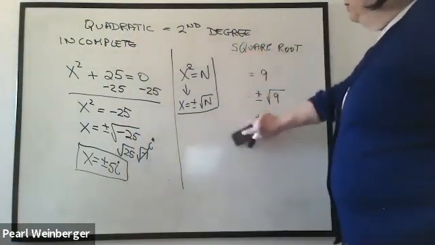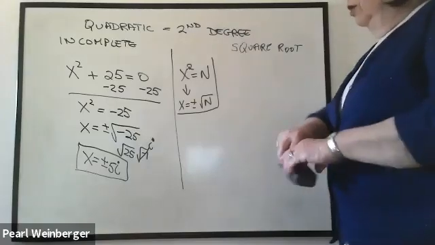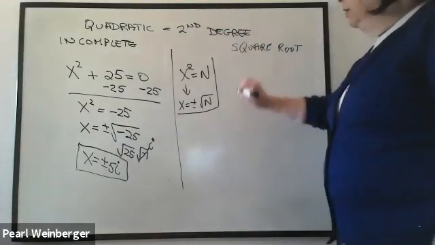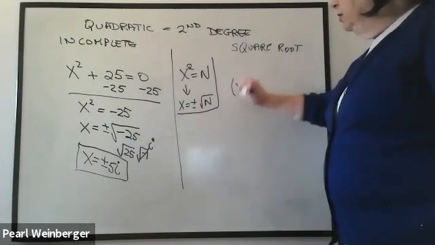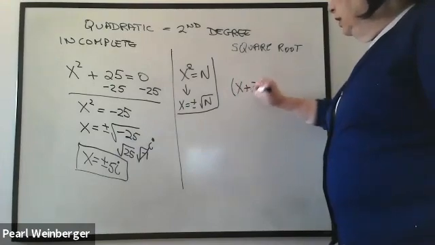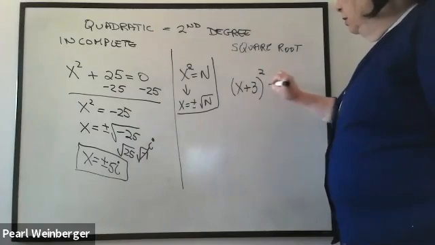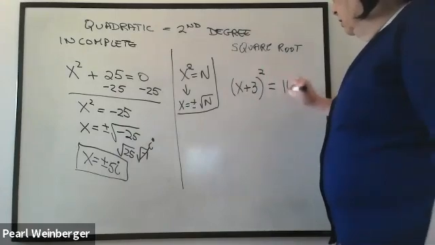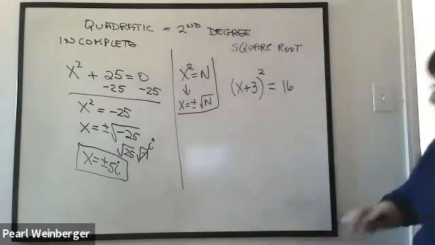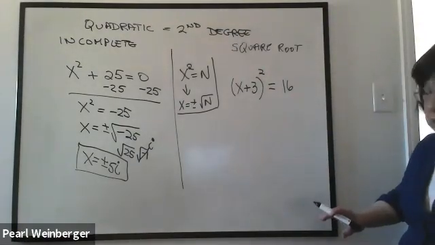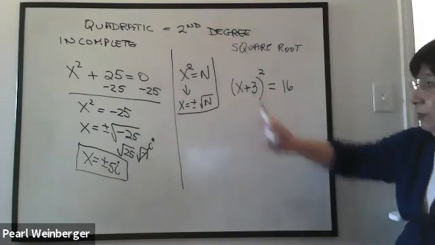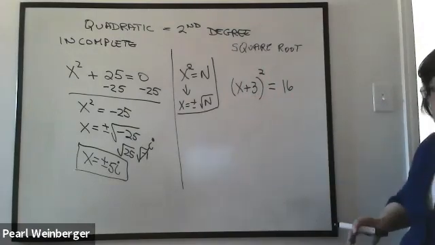I can even go a step further. What if I have something that looks like this? x plus 3 squared equals 16. Notice I have a binomial squared.